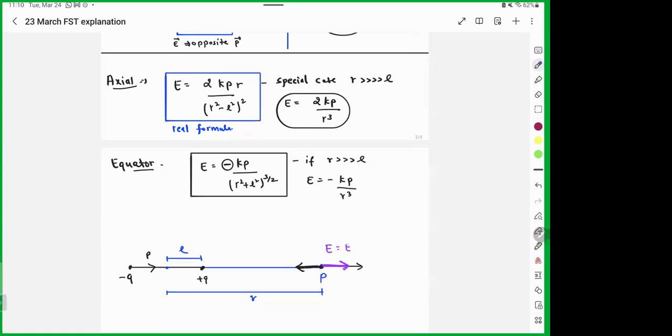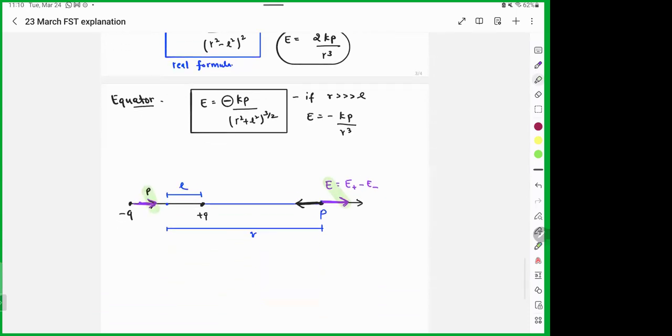Which is equal to positive minus negative, right? So the direction of electric dipole moment is the same direction, and at the axial point the electric field is also in the same direction. Look at here. Any doubt? No, sir, understood.